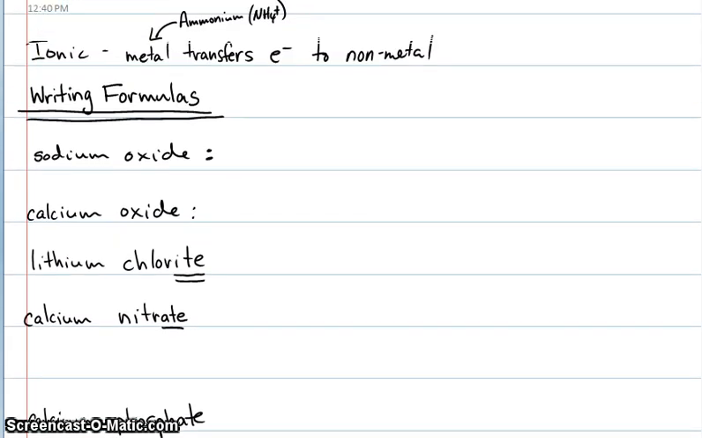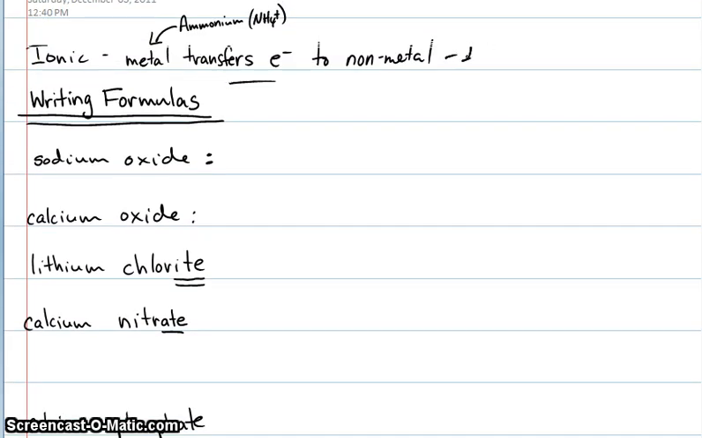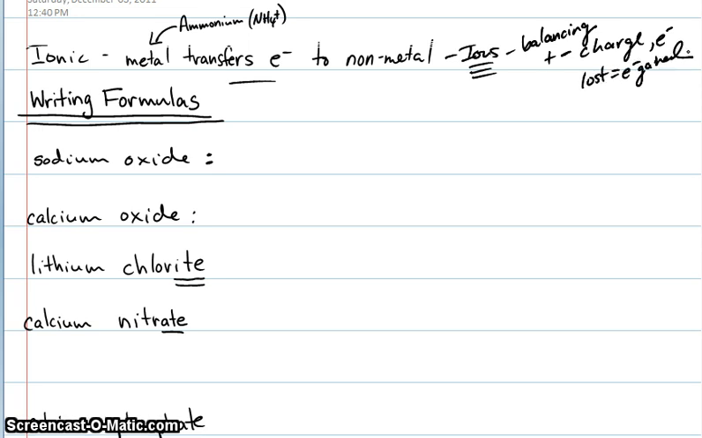Remember that when we transfer electrons, we make ions. That's the key here. And when we write a formula, we are balancing the positive and the negative charge in the compound, because electrons lost equal electrons gained. Cool, huh? All right, so when we're writing formulas, we first need to write the formula for each ion.